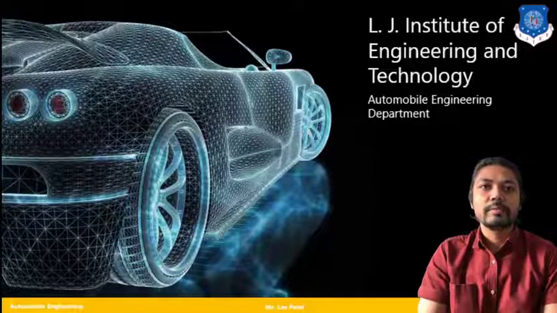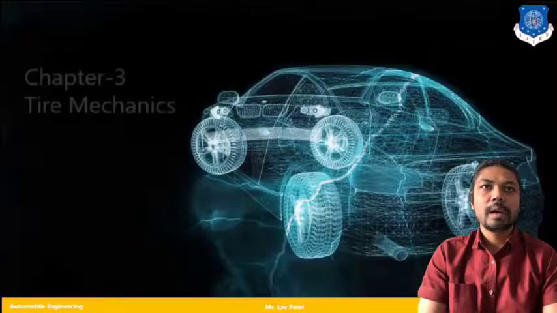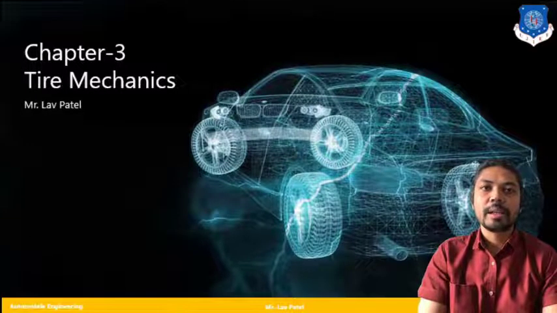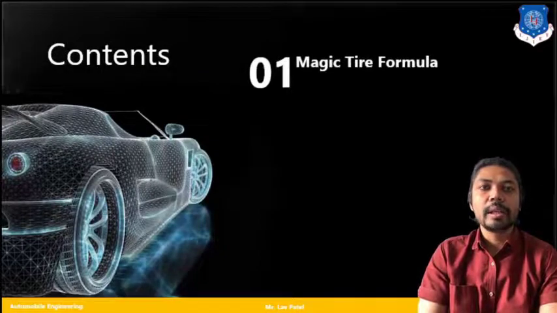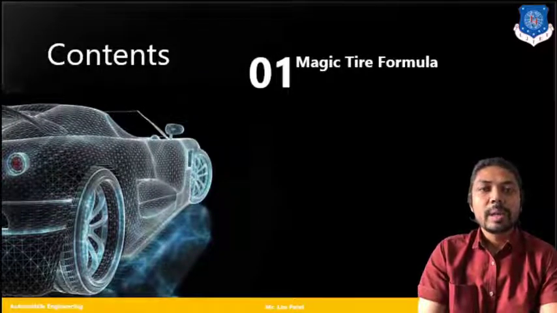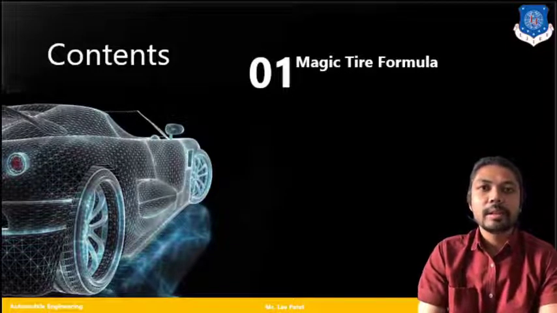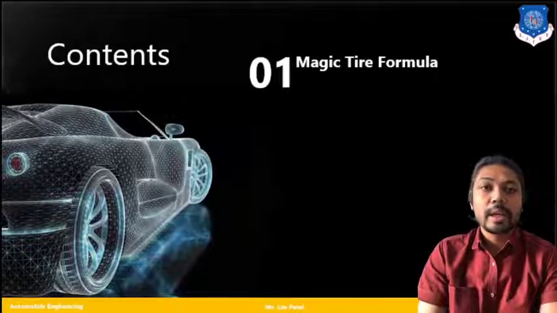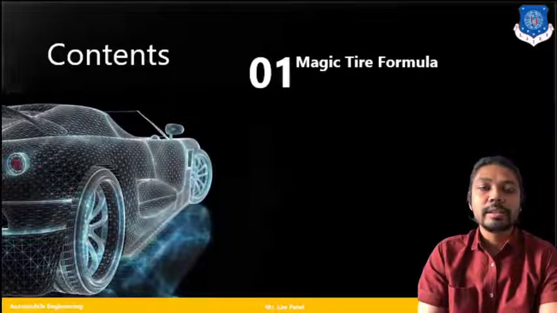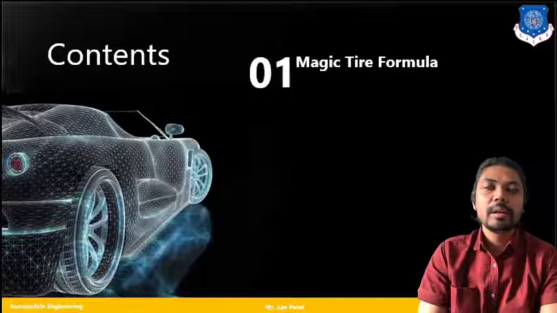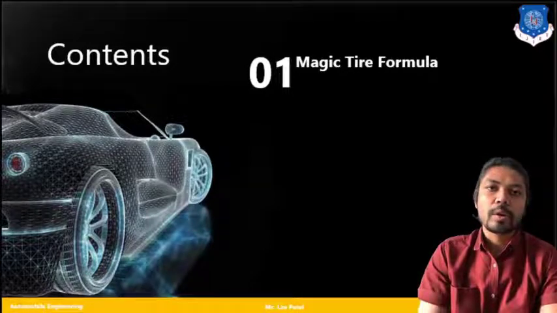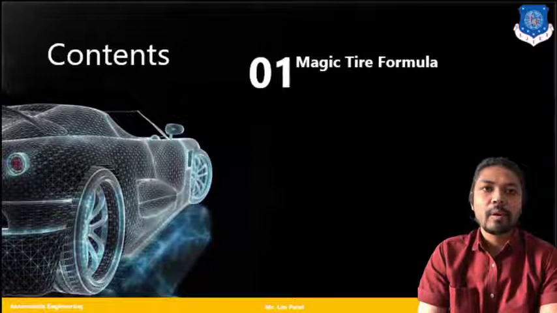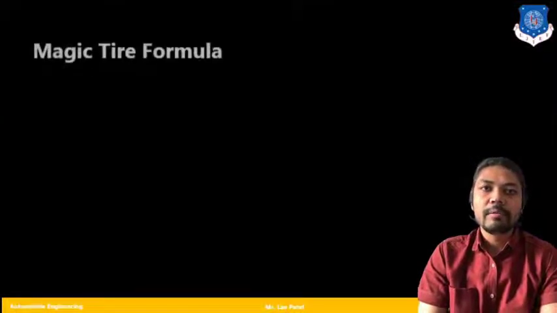This is the video lecture series of the subject vehicle dynamics, and we are talking about the chapter tire mechanics. So today we are going to learn about the magic tire formula. Till now we know all the basic terms regarding tires, also the performance while braking, cornering, turning, accelerating, and how these affect our overall tire performance or overall vehicle performance, that we have already learned. So in today's lecture, we will talk about the magic tire formula. So let's begin with the formula.